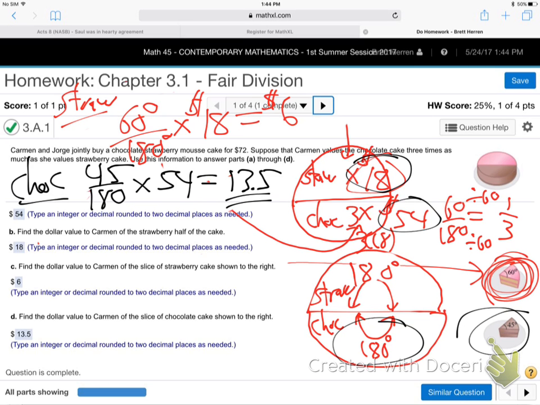That's all you got to do, because you're taking that portion of the value.